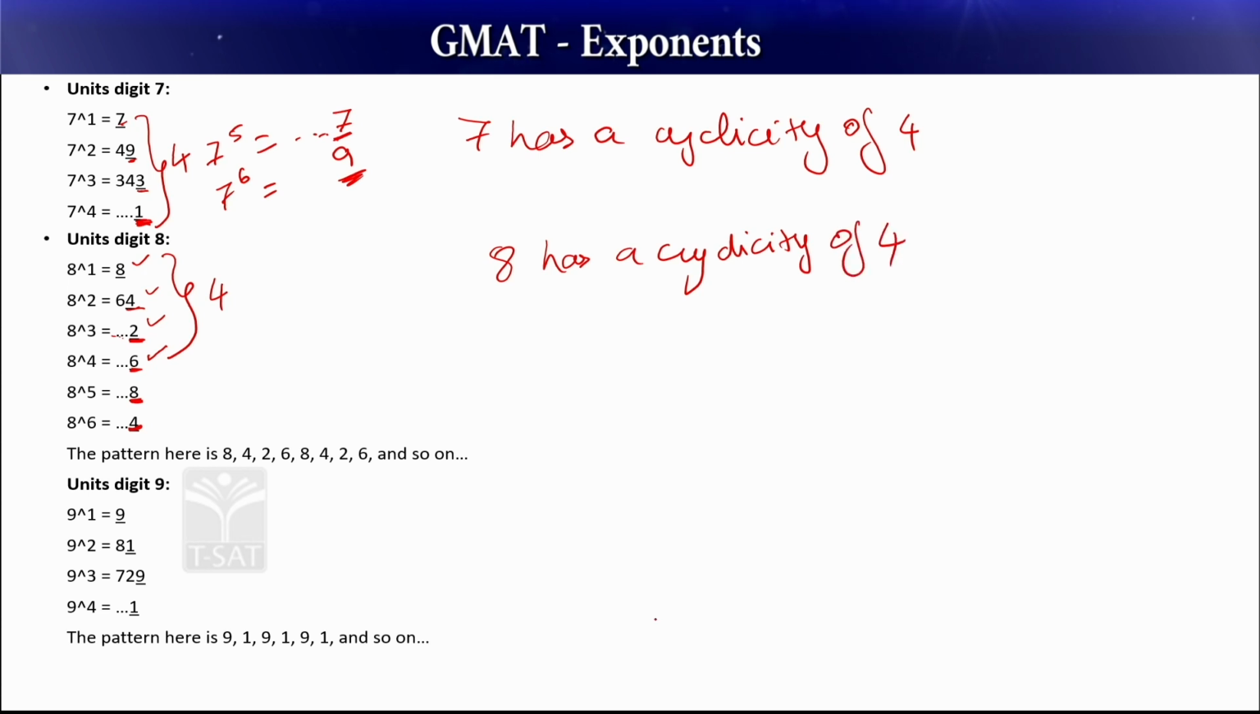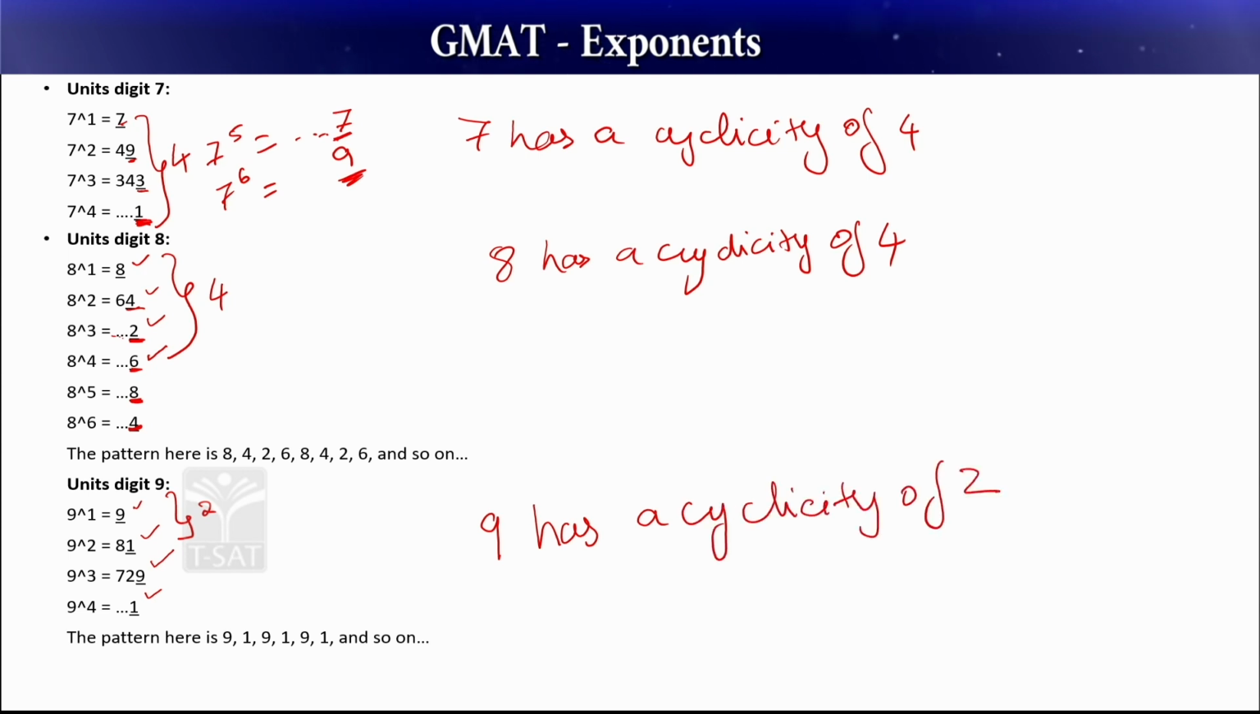When you look at 9, you have 9 to the power of 1 is 9, 9 square is 81 with 1 at the units digit, 9 cube has 9 at the units digit, 9 to the power of 4 has 1 again. Here it is repeating itself after every 2 numbers, and that means that 9 has a cyclicity of 2. We haven't checked for 6, let's look at what happens when the units digit is 6 or 5 for that matter.